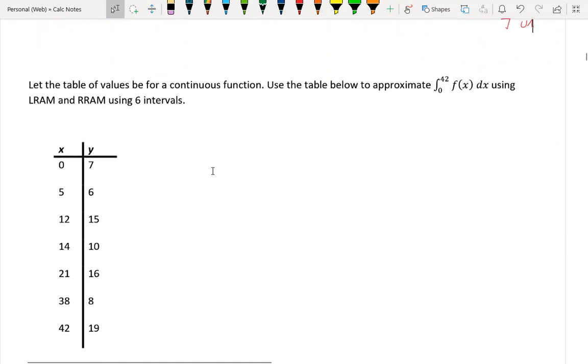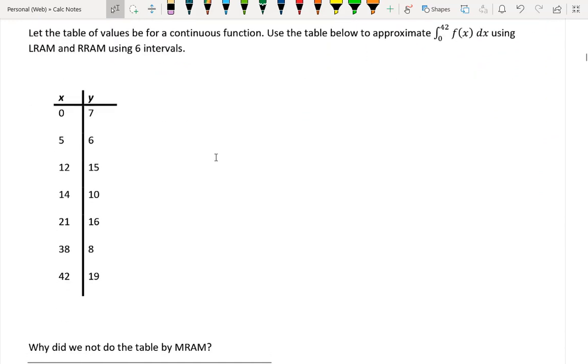Okay. You're given a table on this one, and this time we're using the table below to approximate. Now this time it doesn't say we're approximating area. It says we're approximating the integral from 0 to 42 of f of x dx using LRAM and RRAM. So we're not doing MRAM here. And it says using 6 intervals. If you look at your table, there are 6 intervals already there for you. Okay, the key here is it doesn't say 6 even intervals. All right, so you just use the intervals that you're given.